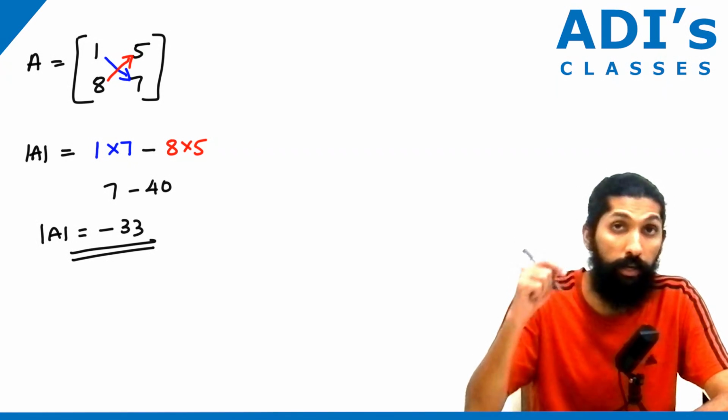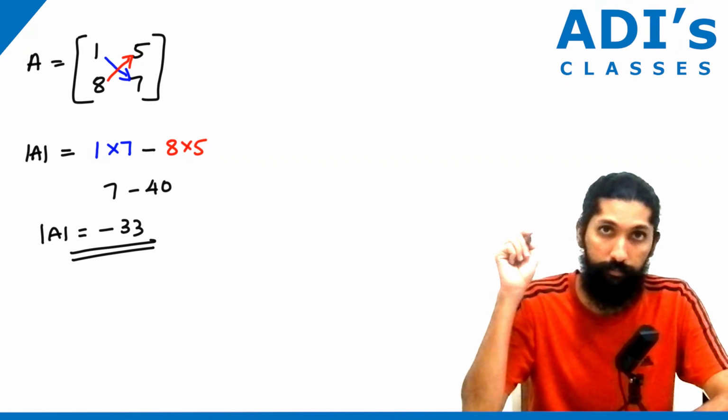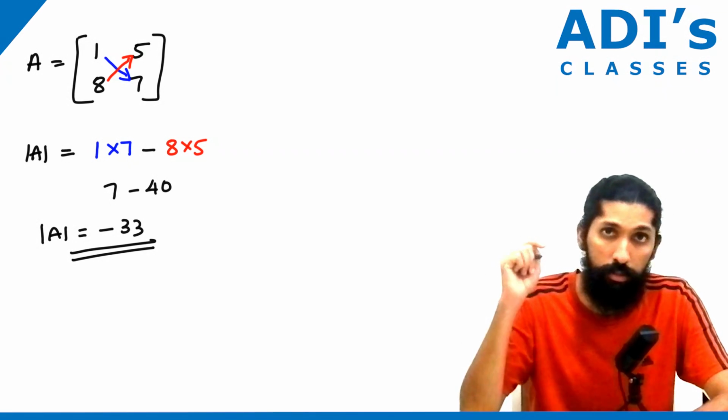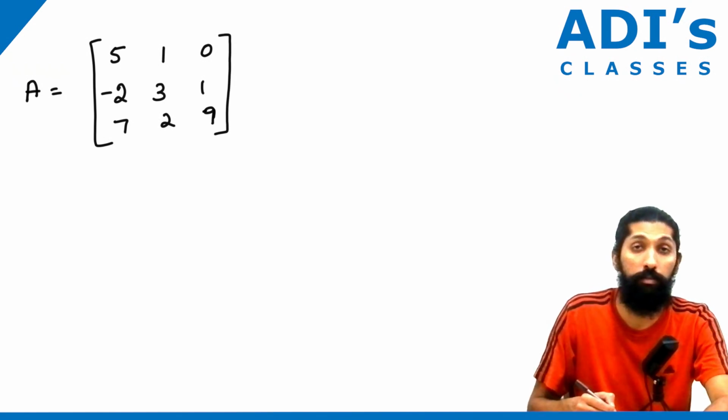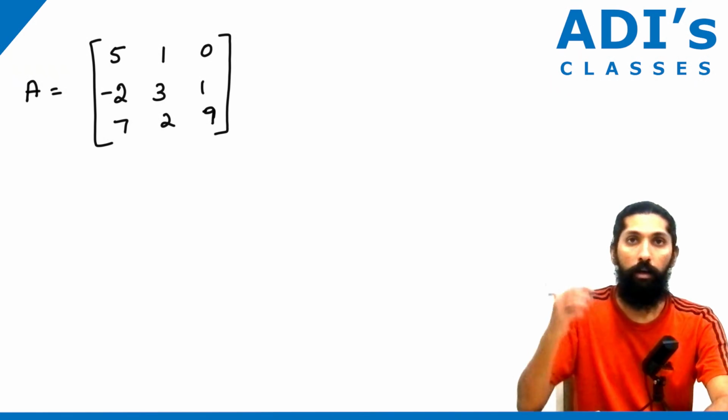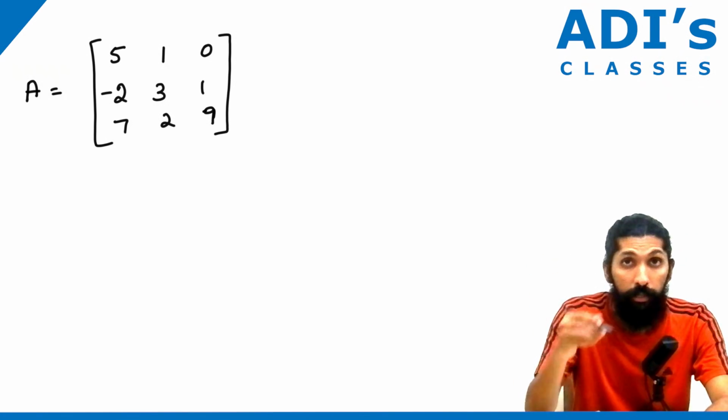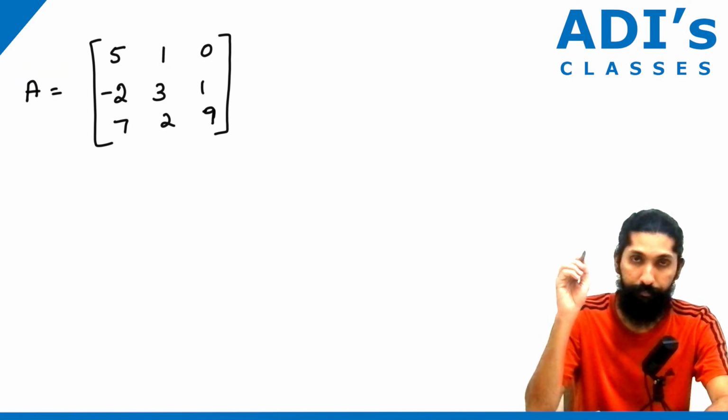Now this is for a 2 cross 2 matrix. Now we'll do it for a 3 cross 3 matrix. Let's take a matrix. Suppose say you have a matrix A is equal to 5, 1, 0, minus 2, 3, 1, 7, 2, 9. Say this is matrix A. Now we are trying to calculate the determinant of this particular matrix, correct?